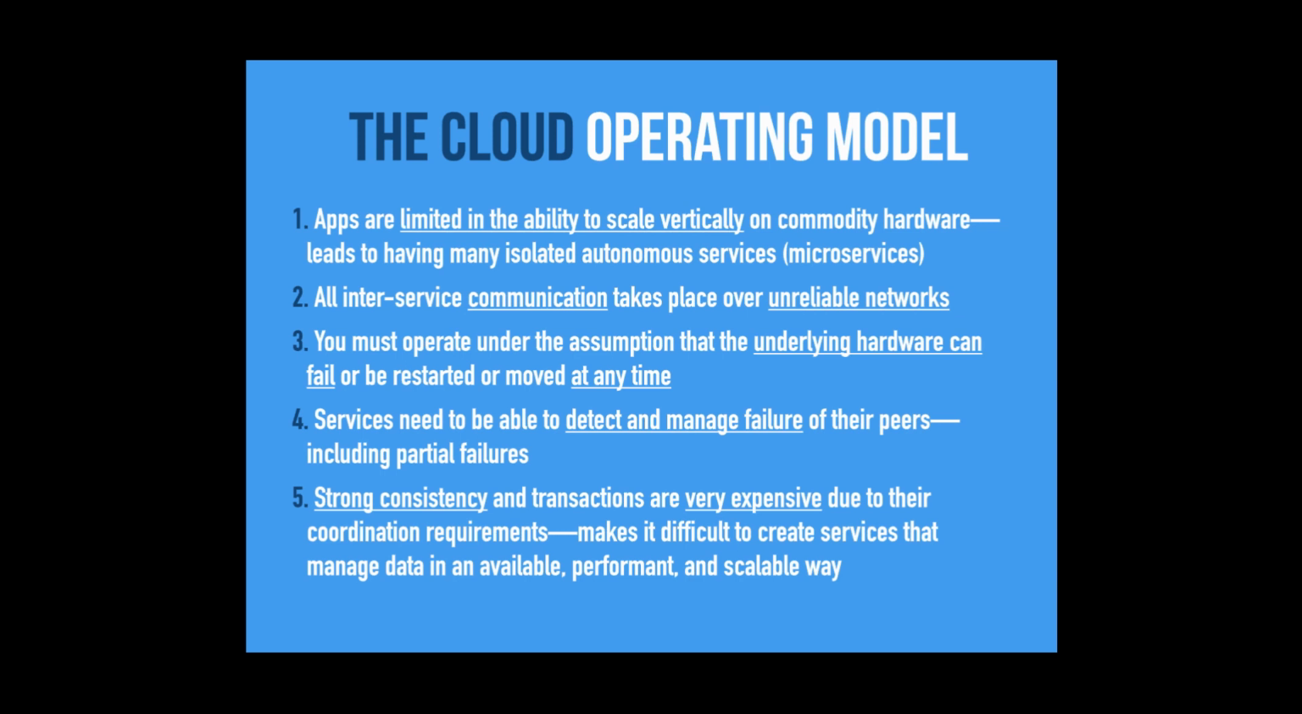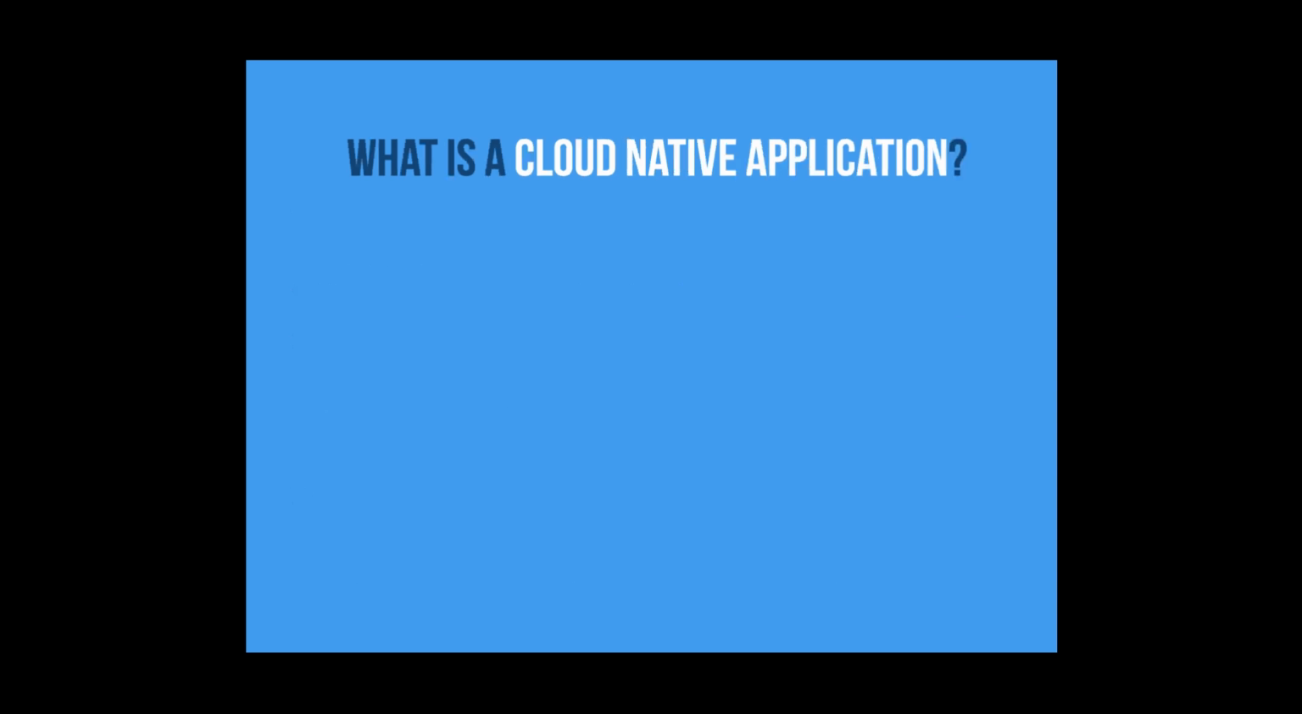And the final constraint is that strong consistency, that we've learned to love in the monolith, when you have the one single relational database, doesn't work as well in a distributed system, simply because transactions are extremely expensive across the network. You need to add some sort of XA, two-phase commit and these things. So it makes it difficult to create services that manage data in an available, performant, and scalable way.